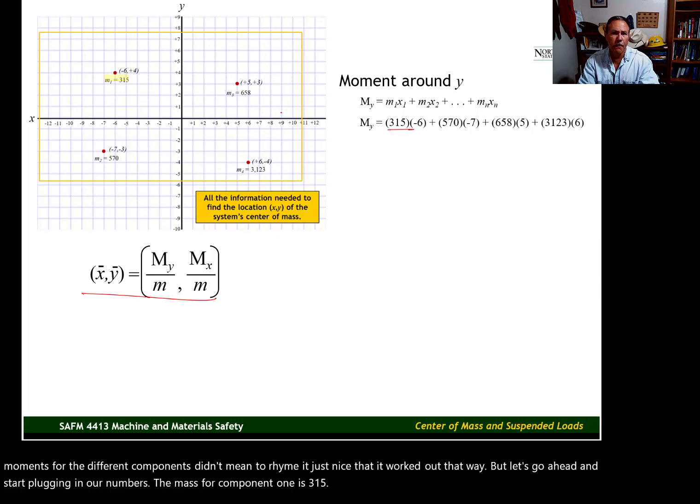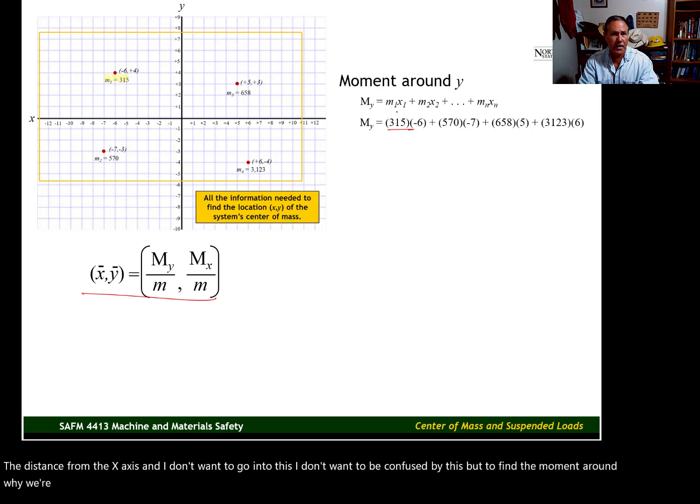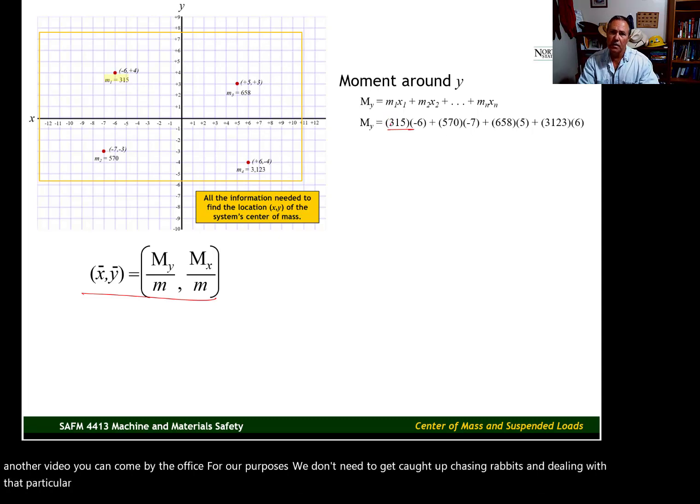To find the moment around y, we're using the distance from the x-axis. I don't want you to be confused by this. If you would like more explanation of that, I can do another video, or you can come by the office. For our purposes, we don't need to get caught up chasing rabbits right now. But if you're interested, let me know.